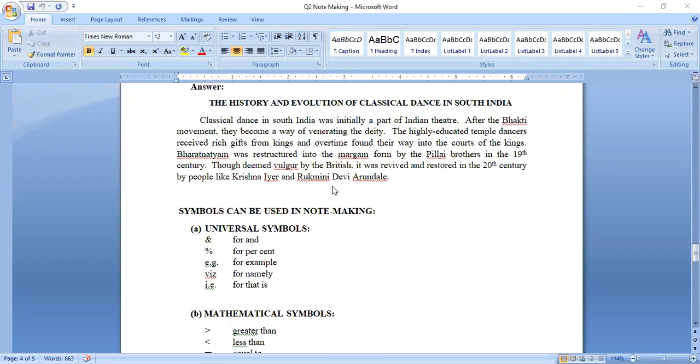Classical dance in South India was initially a part of... If you wish, you can also reduce it. This is also much more than that. You can go for 30 to 40 words. What is the meaning? Only for 3 marks. Three marks you are writing. Usually 30 to 40 or 40 to 50 words you can use.